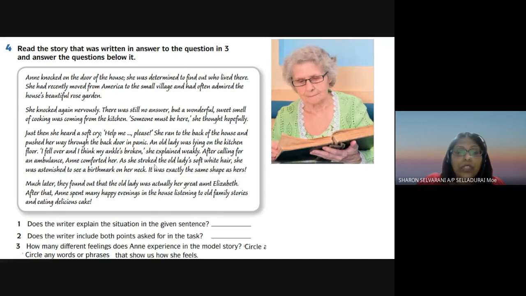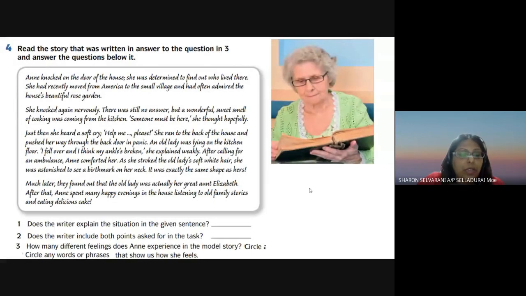As she stroked the old lady's soft white hair, she was astonished to see a birthmark on her neck. It was exactly the same shape as hers. Much later, they found out that the old lady was actually her great aunt Elizabeth. After that, Anne spent many happy evenings in the house listening to old family stories and eating delicious cake. All right, so this is another way of writing, but with the same beginning.